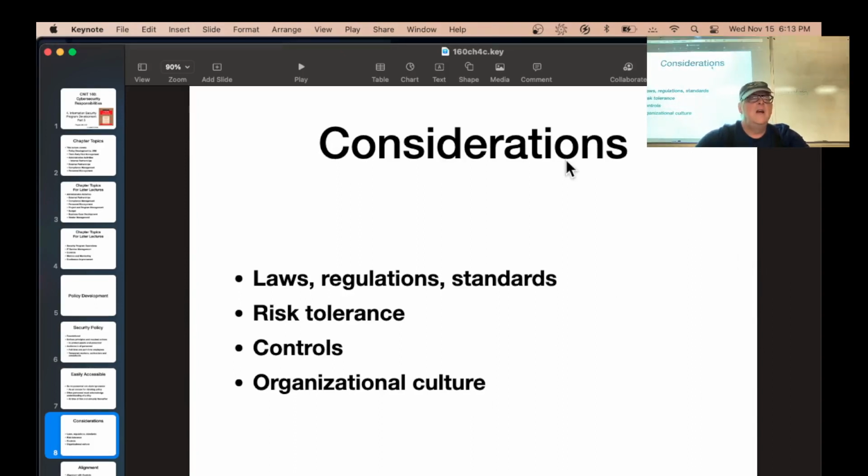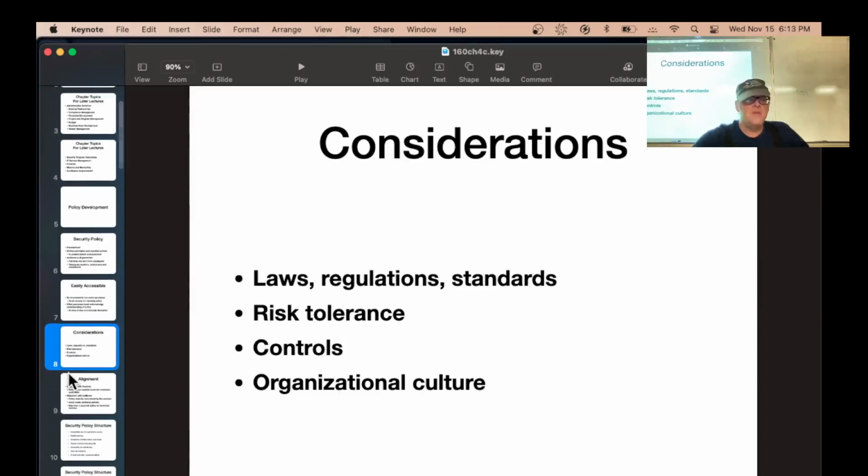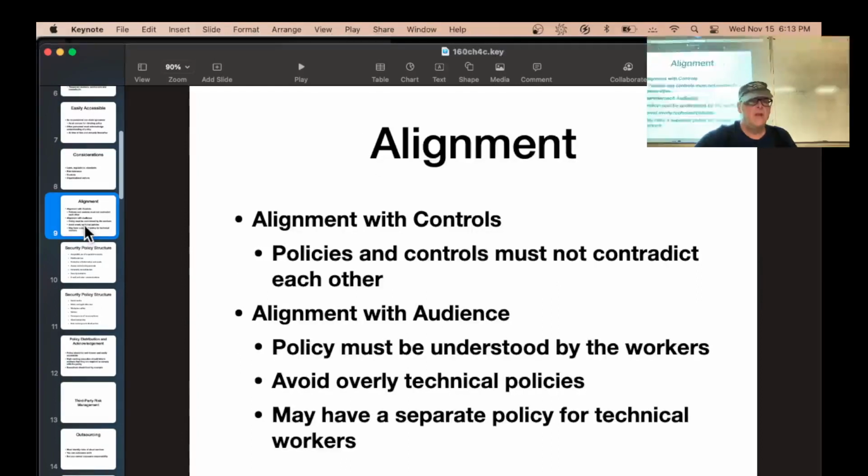And so your considerations: you have laws and regulations and standards for your industry. You have the risk tolerance for your industry, depending on how much risk you want to take, which varies by industry. Then controls and culture. These are things that go into your security policy.